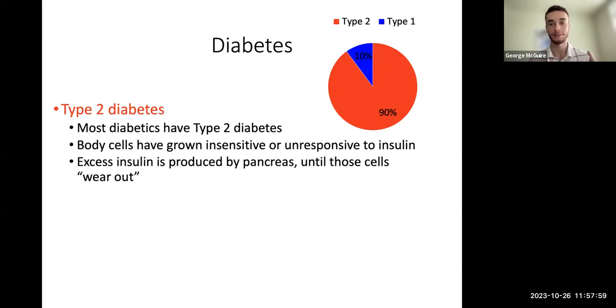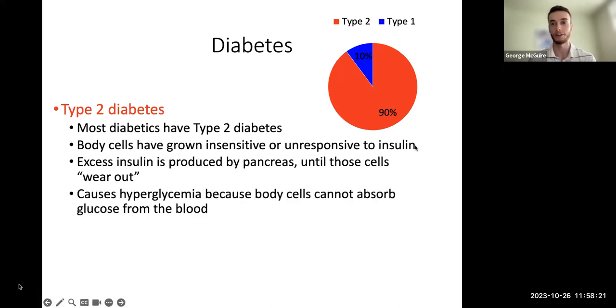Our body can react the same way to all of our messengers, including our hormones. And so if your body experiences high amounts of insulin production over long periods of time, eventually your cells are going to build a tolerance and they're not going to react to insulin in the same way. And thus those cells kind of wear out and no longer react to insulin and are no longer absorbing glucose from the bloodstream. And so you have too much glucose in the bloodstream, which is, again, hyperglycemia.